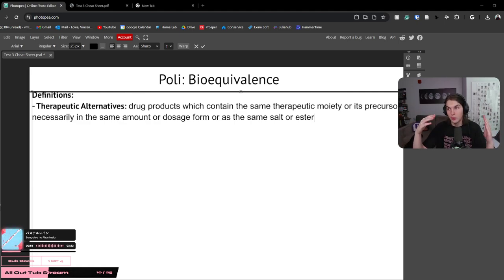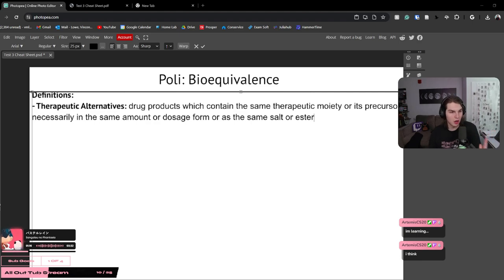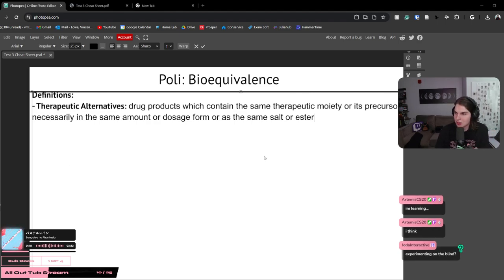You either do a crossover, which basically means that the patients go from one drug to the other, or you do a parallel, which basically means you have one group versus one group. And you look to see if the new drug is producing the same response as an already approved bioequivalent drug. That's a lot of words, chat, I know, but it's a really interesting topic. So this is where we're starting with our definitions, because I need this on the test.